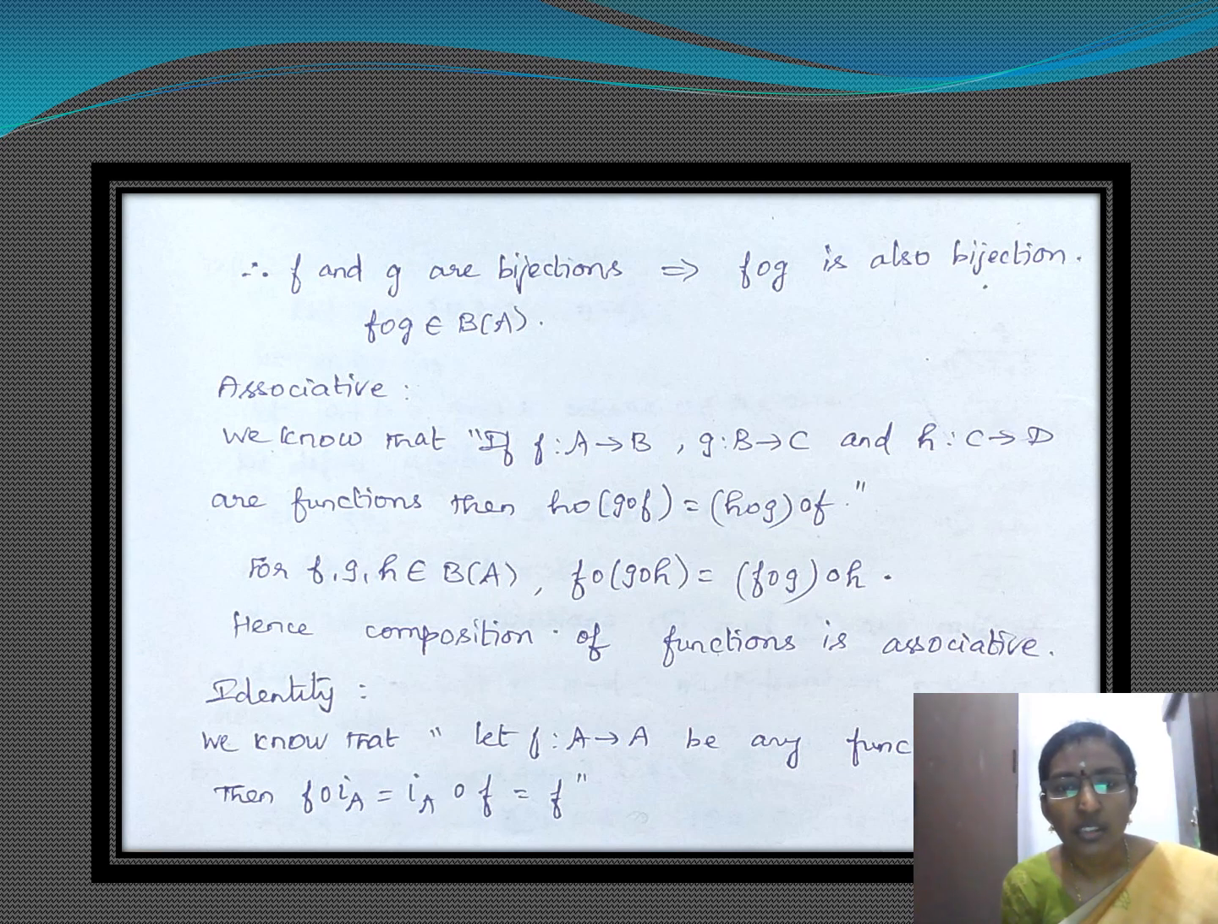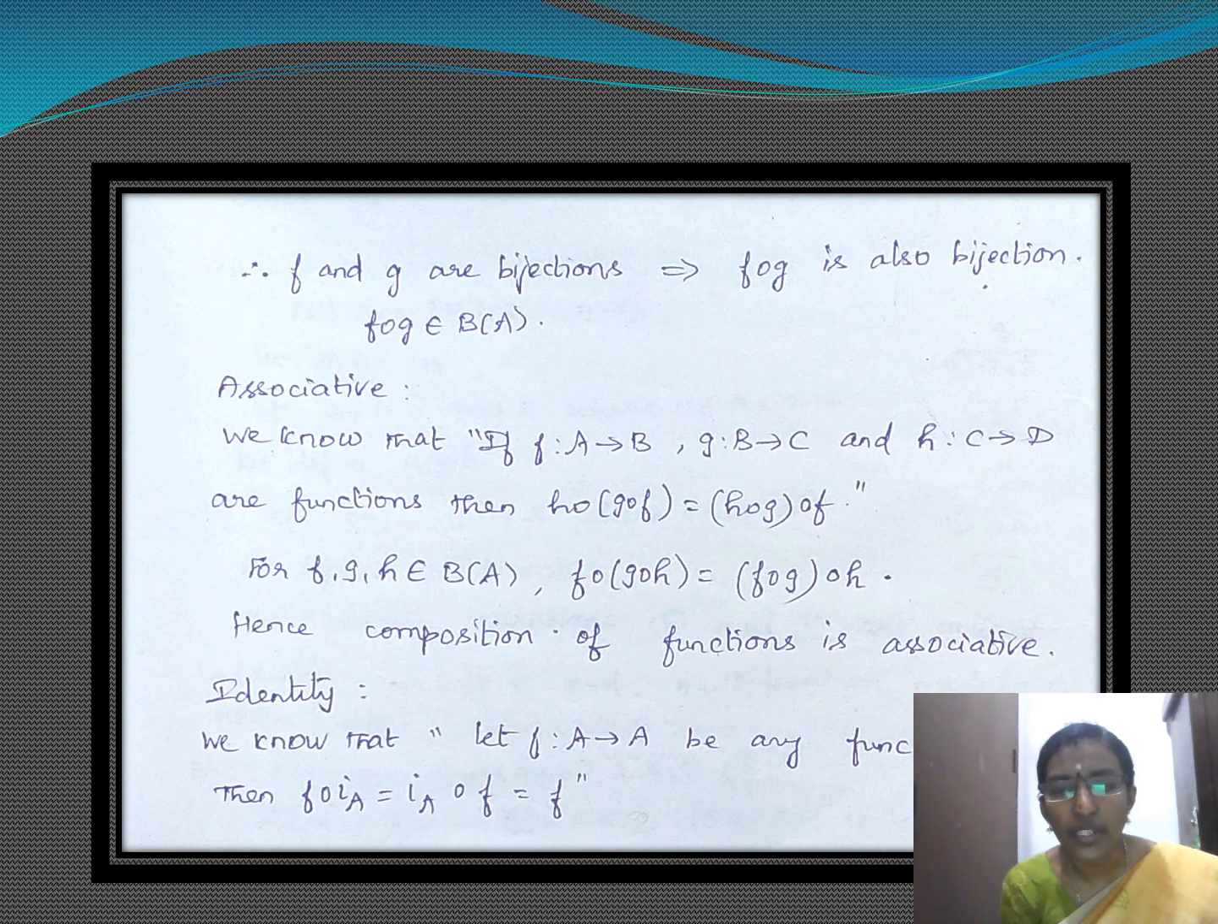Next comes the associative property. Here also we will use the result: f from A to B, g from B to C, h from C to D are functions. Then (h composite g) composite f equals h composite (g composite f). By using this result, the composition of functions becomes associative.